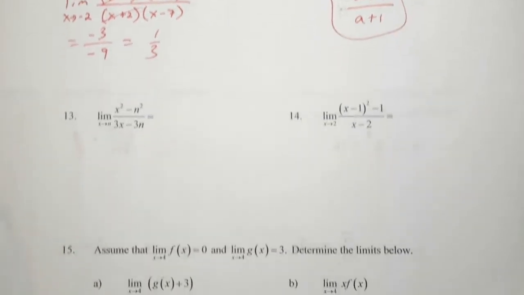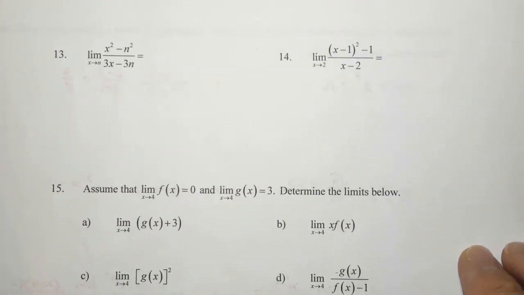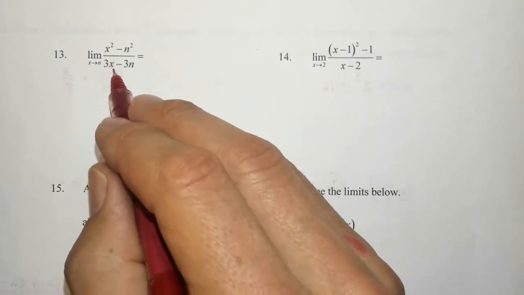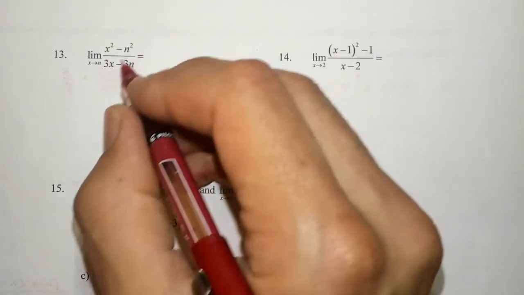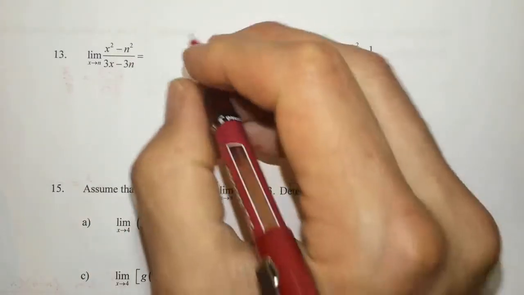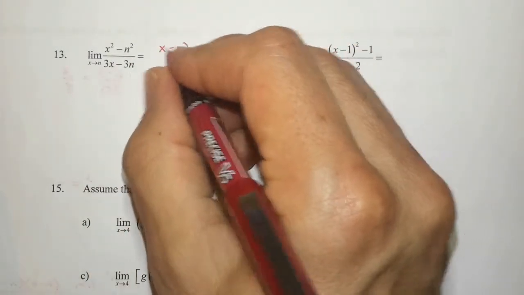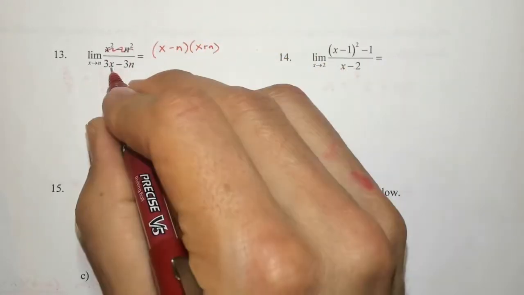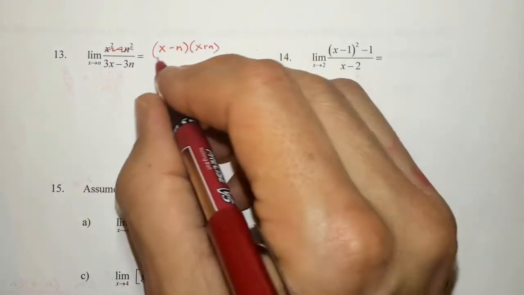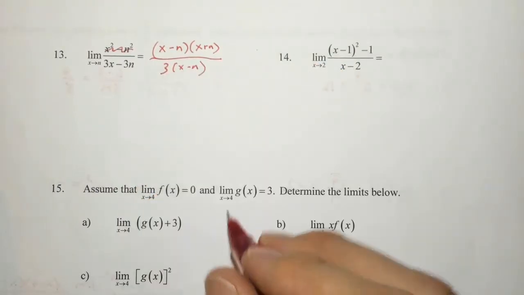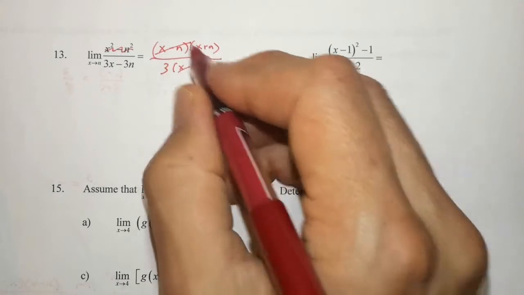13 is the same thing, except it's requiring you to do some factorization. When I plug n in the numerator, I get 0. When I plug n in the denominator, I also get 0. So let's factor. This is the difference of two squares. So I've got x minus n and x plus n. Right. Down here, both of these two terms have a 3. Let's factor that out. That gives me the two x minus n's that I'm looking to eliminate.